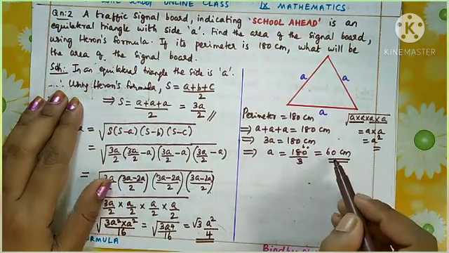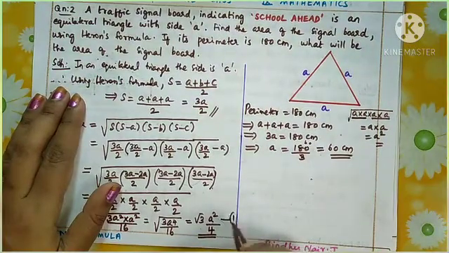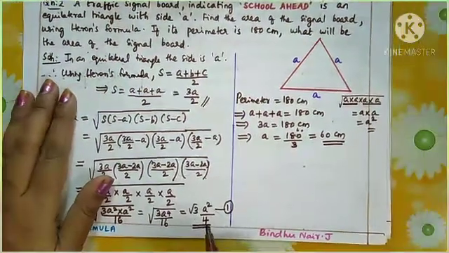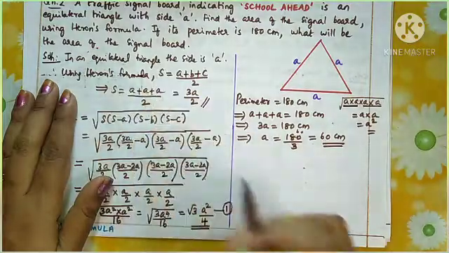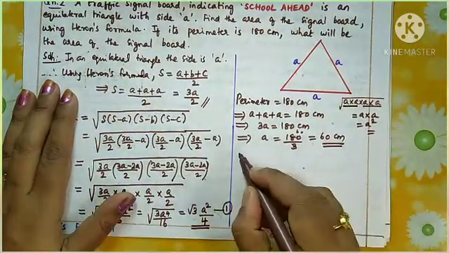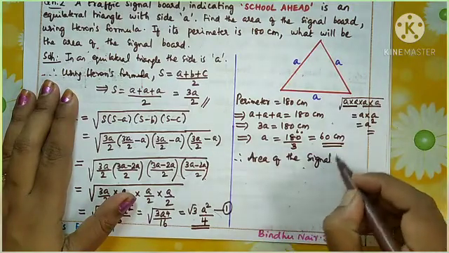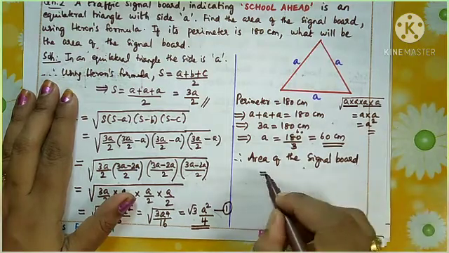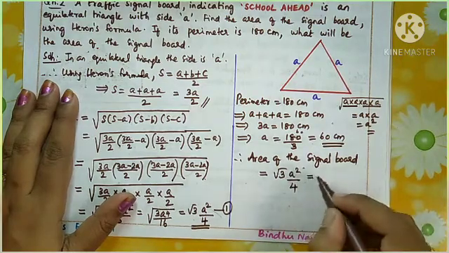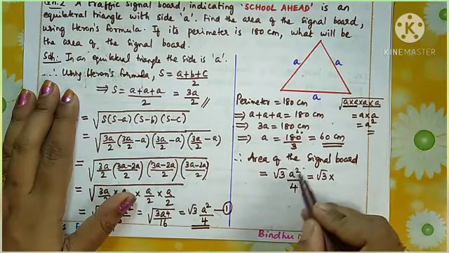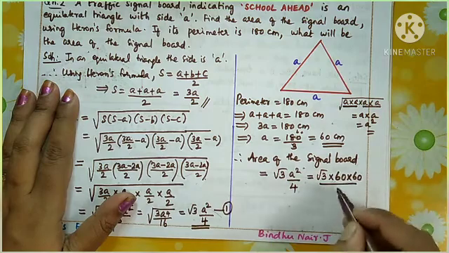Now this a value you want to put in this first, that is we found the area of the triangle in terms of a. Here you want to put and find the correct value of the area of the signal board. Okay. So therefore area of the signal board, that is already we have found out root 3 a square by 4, that is equal to root 3 into, put the value of a 60, so a square means 60 into 60 by 4.